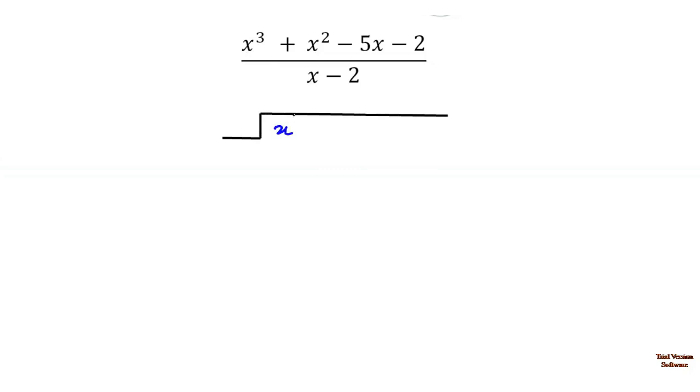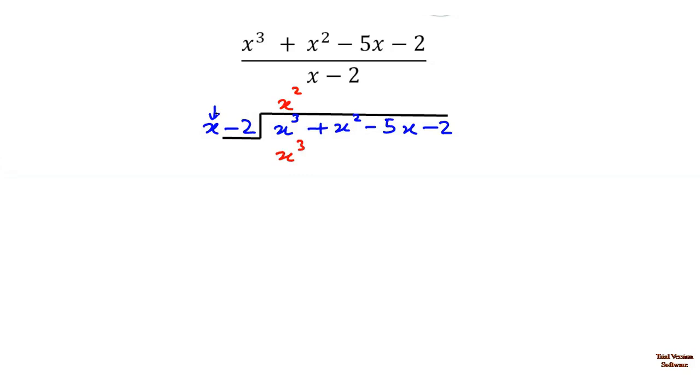So x cube plus x square minus 5x minus 2. And we are dividing this by x minus 2. So first term is x cube. We have to multiply something in this x so that we can get x cube. So x square is fine. X square multiplied by x is going to give us x cube.